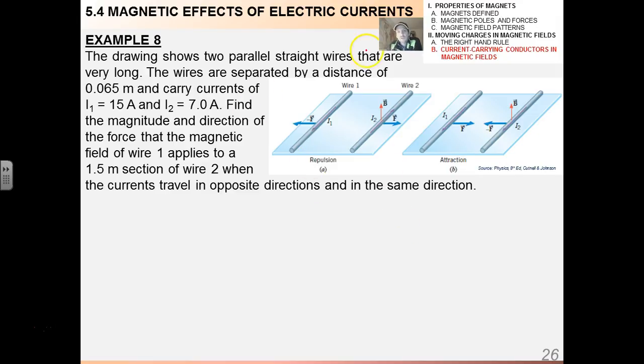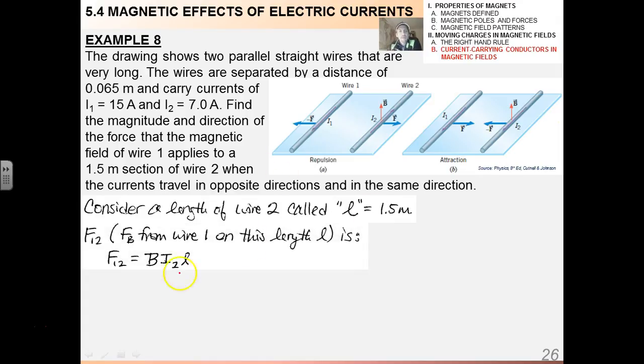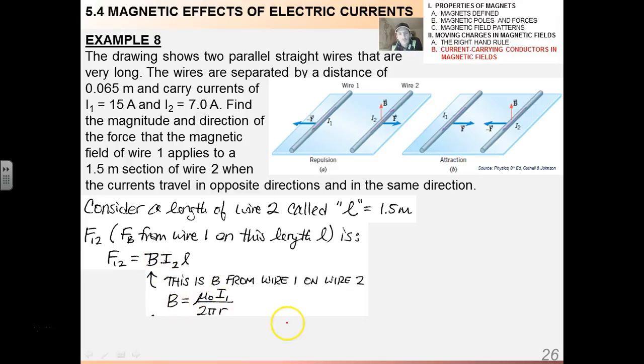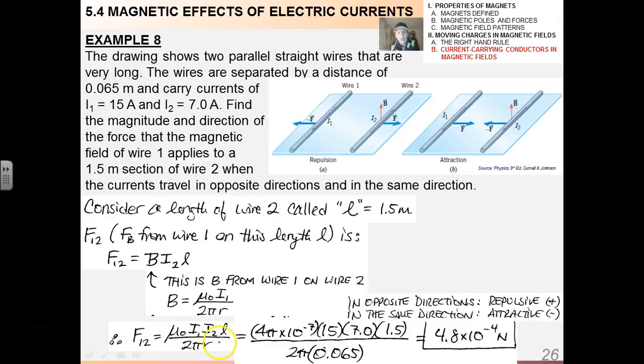Okay, well, of course, when they're traveling in opposite directions, there's a repulsion. When they're traveling in the same direction, there's an attraction, okay? So if we consider a length of wire 2 called L and make that 1.5 meters, the magnetic force of wire 1 on this length L, I'm denoting F12, equals B I2 times L, okay? And this is the magnetic field from wire 1 on wire 2. And that's equal to mu naught I1 over 2 pi r, where r is the distance between the wires, of course. So, therefore, F12 equals mu naught I1 I2 L over 2 pi r. Put the numbers in and you get 4 times 10 to the minus 4 newtons, okay?